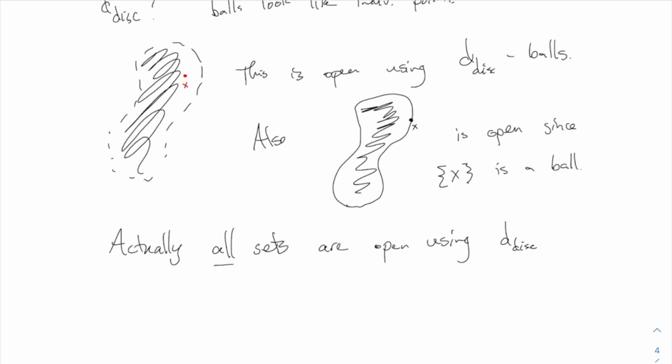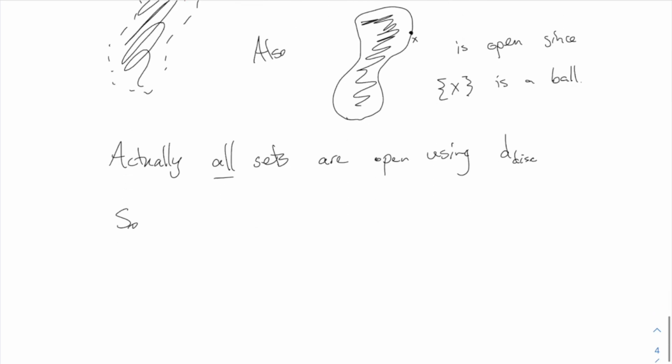In other words, what I'm talking about is the discrete topology. That's why this is called the discrete metric. The discrete topology is the one where all sets are open. So to say that in a fancy way, D, the discrete metric, induces the discrete topology. Because if you use the discrete metric to create your balls, then what you get is the discrete topology from that. It all makes sense.